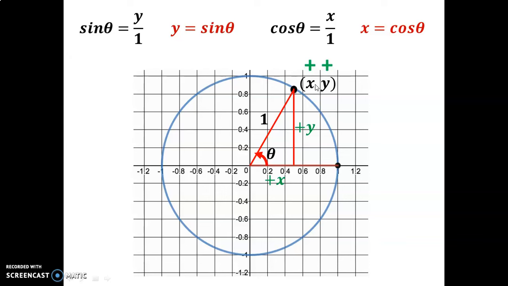And that is a point that has both positive x and y values, right? So if you take the sine of a small acute angle less than 90, you will always get a positive value. And if you take the cosine of a small acute angle less than 90, you will also have a positive value for that. Okay, let's say this point is in quadrant number 2 right here.